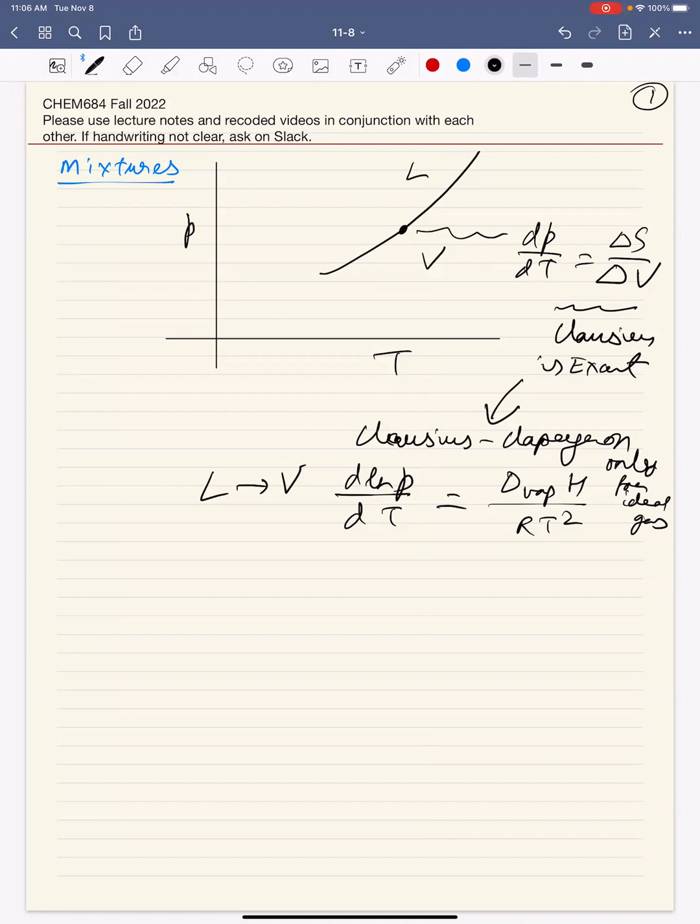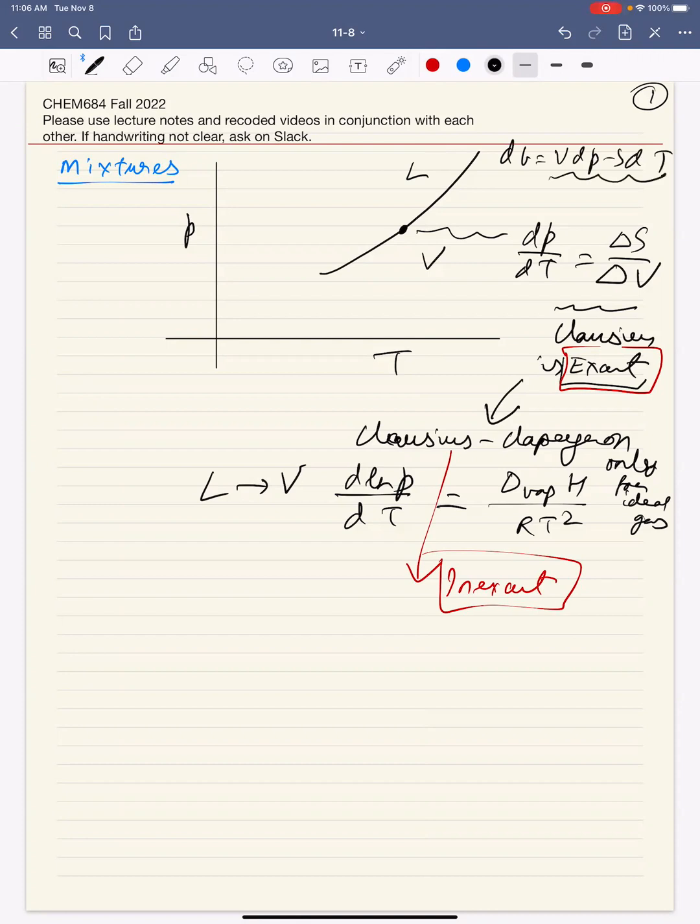So this was just a recap of the Clapeyron equation and the Clausius-Clapeyron equation. The thing to remember is the Clapeyron equation is exact. The Clausius-Clapeyron equation is inexact. It's an approximation. And the Clapeyron equation is very easy to remember if you look at this form. As long as you remember dG is equal to V dP minus S dT, all you have done here is equate this to 0, right? And then you get the Clapeyron equation. So if you remember the fundamental equation for G, which you should, it's super easy.